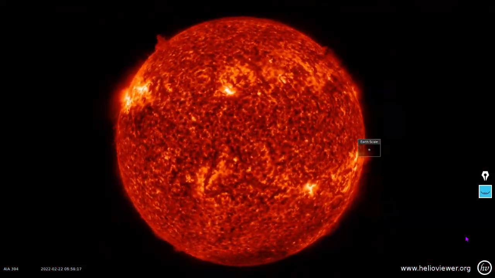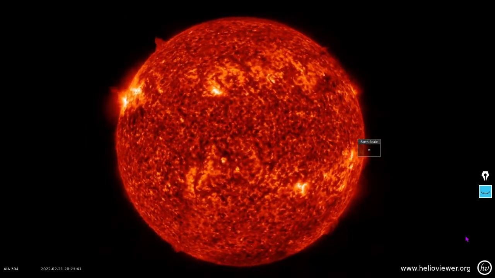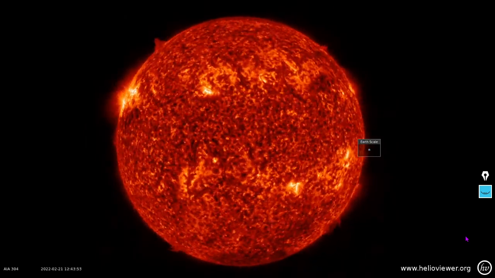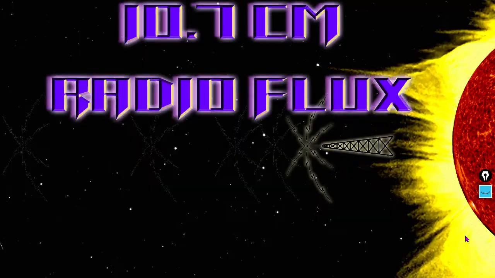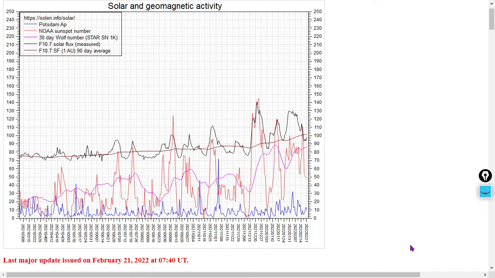And let's blast through some more data. First, the full disk view in ionized helium from the SDO. Just spectacular imagery here, once again on the channel. Radio flux has come up to 98 solar flux units. For those of you who are new viewers, the 10.7 centimeter radio flux is the most similar data set we have to sunspot numbers. So when we're talking about solar activity, it equates to a high number of sunspots, a high radio flux.